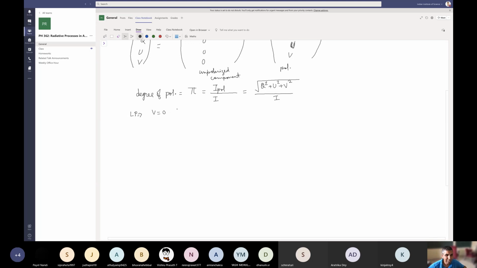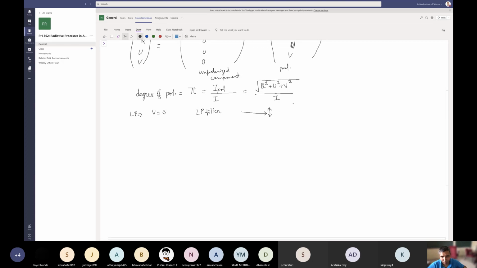So if the polarized component of the light is linearly polarized, and you have an unpolarized component, and you have a linearly polarizing filter, what you are given is some light and this linear polarizing filter, and you are allowed to rotate this polarizer.